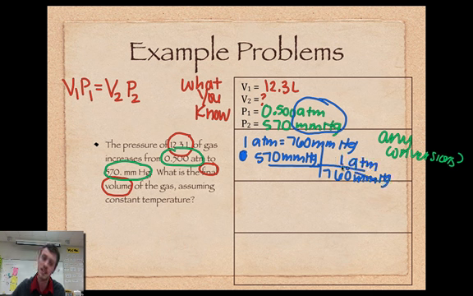Okay, my units cancel. I'm left with atmospheres. And I'm going to go ahead and plug that in my calculator. It's 570 times 1 divided by 760. And you should get that it is 0.75 atmospheres. So now I'm good. I can say that's now 0.75 atmospheres.